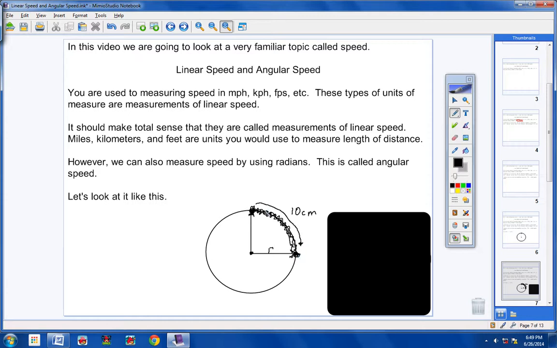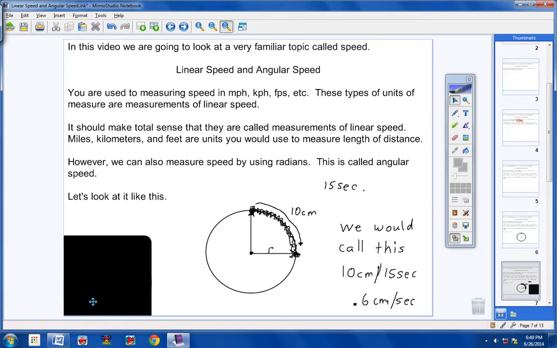Now, if it's a second hand, going from here to here would be how many seconds? 15 seconds. So do we not have a linear speed like miles per hour, kilometers per hour, feet per second? We have centimeters per second. So what we have is this. We would call this 10 centimeters per 15 seconds.